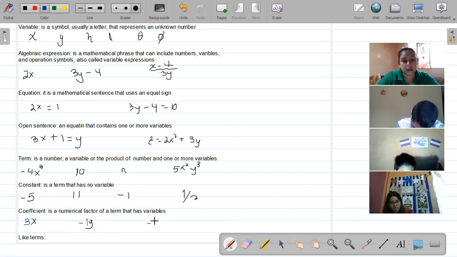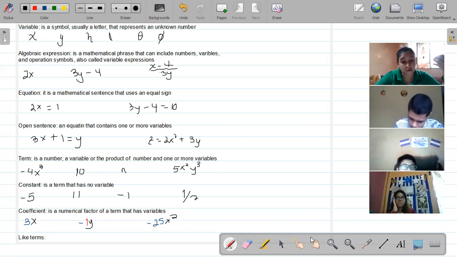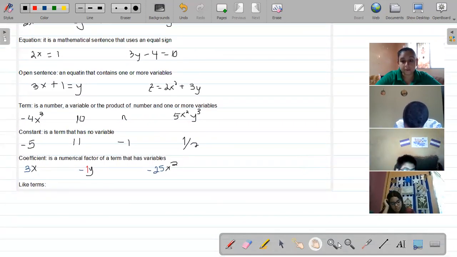It could also be -25. -25 will be the coefficient of the term -25x to the square, okay? So that is the coefficient. The number right next to the variable with the sign that it has in front, that is the coefficient, okay?